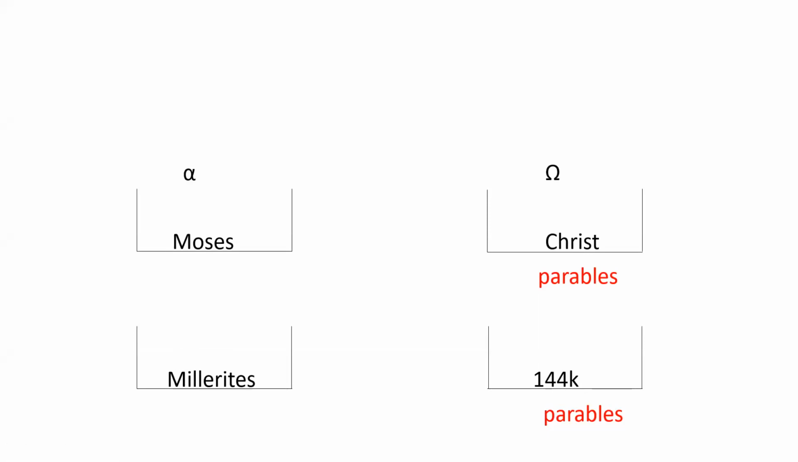When you're looking at the reform lines, we can see that we have four main reform lines, the Alpha and the Omegas. We have the Alpha history of the earth, which is the line of Moses, then the Omega of ancient Israel, which is the line of Christ. And when you're looking at modern Israel, the Alpha is the Millerite history, then the history of the 144,000, which is our history, is the Omega history.